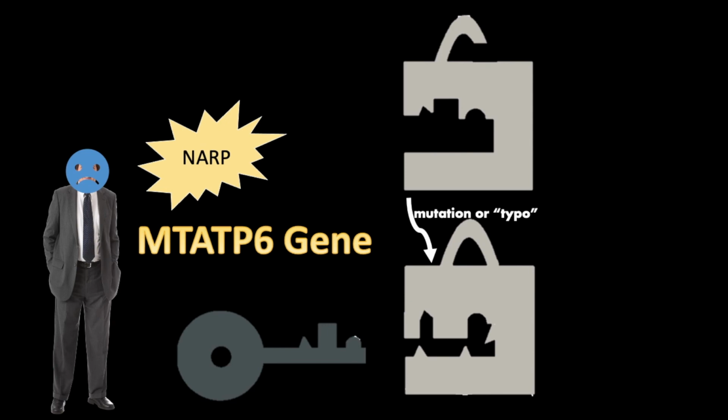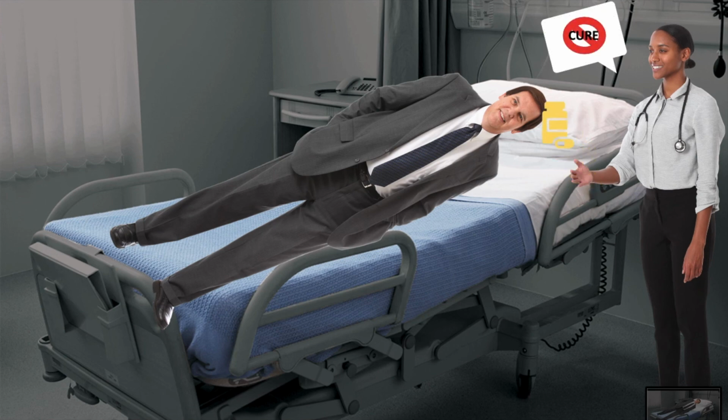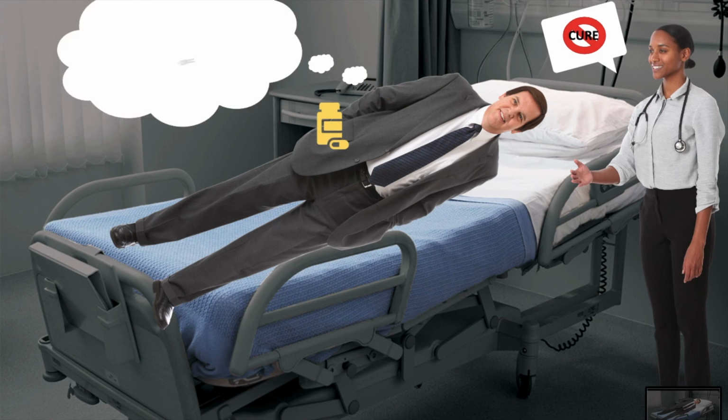So back to Bob. The doctor informs Bob that there are tests that have been done on yeast to treat NARP syndrome, but unfortunately there are no human treatments yet. She will try to help Bob by treating the symptoms he faces due to NARP syndrome, and hopefully someday he can do his backflips again.